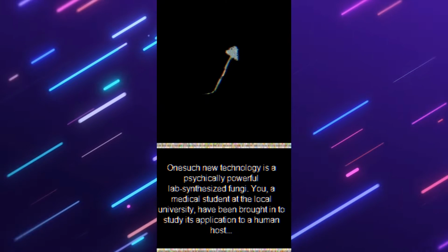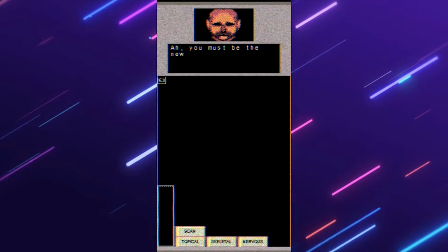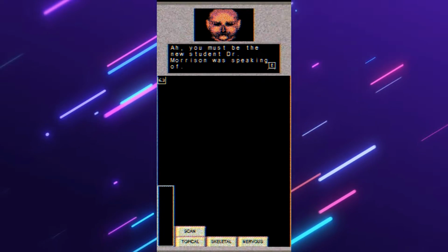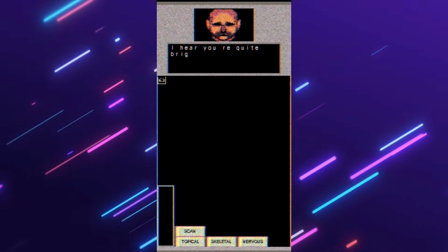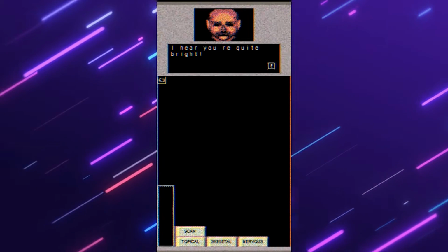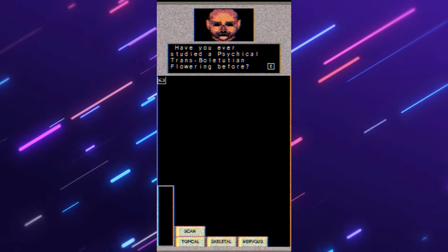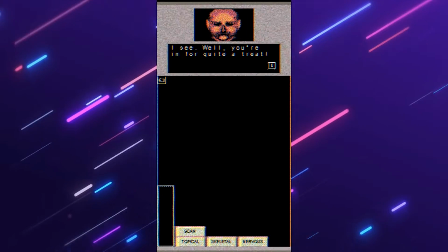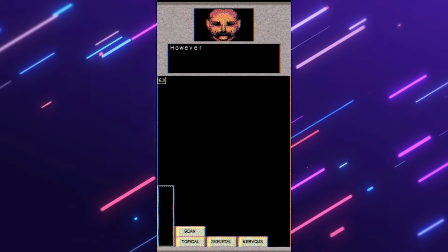The player character takes the role as a medical student at a local university. We are conducting a study to take a look at the human's response to the fungi. You are introduced to the test subject, and he seems delighted to be able to help out in the study. He refers to you as the bright new student that Dr. Morrison was talking about at some point. He reveals that he has assisted in numerous flowerings and says that you're in for a treat. He's just so chipper about the project and seems like someone who's deeply dedicated to science and discovery.